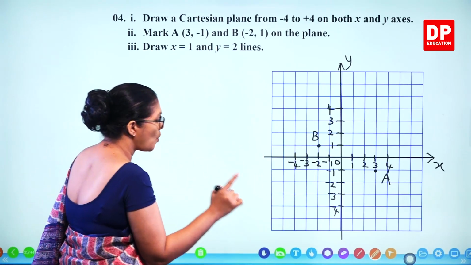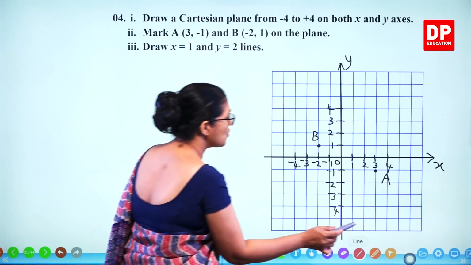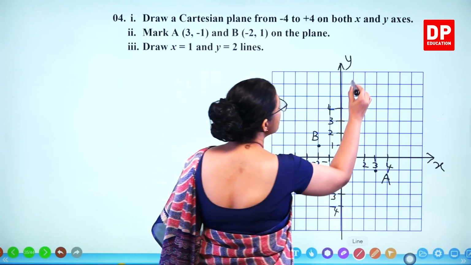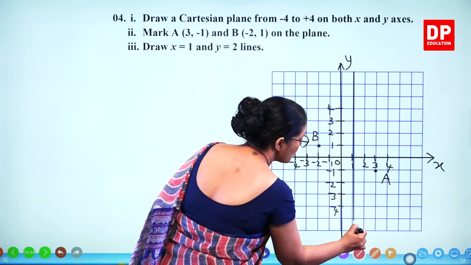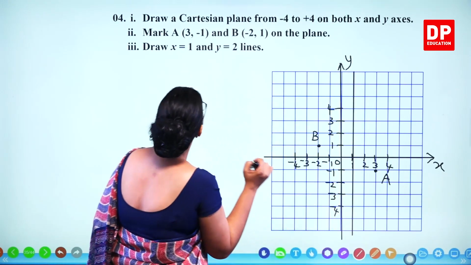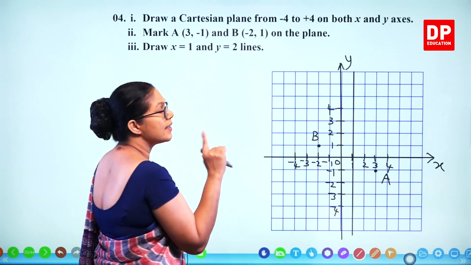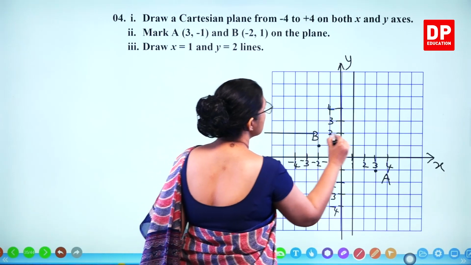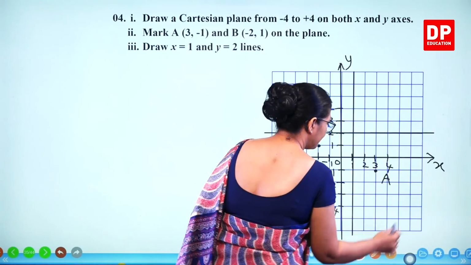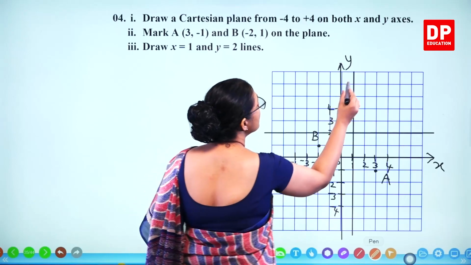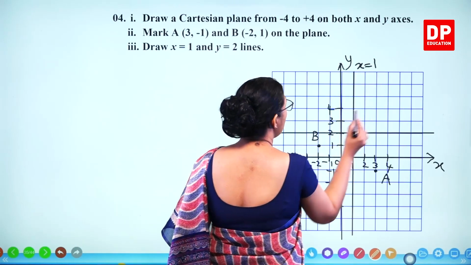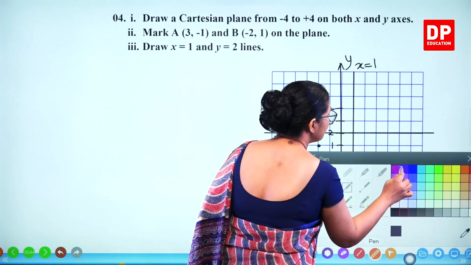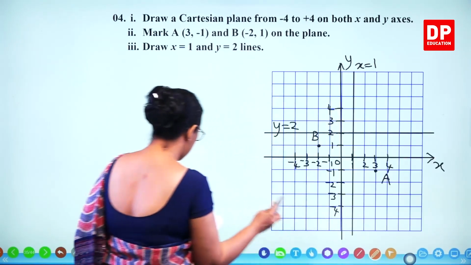Draw x equals 1 line. What's x equals 1 line? That's a vertical line passes through x equals 1. So this is x equals 1 line. Then y equals 2 line. Horizontal line passes through y equals 2. So that's y equals 2 line. We'll label this is x equals 1 line. This is y equals 2 line. Let's give marks.